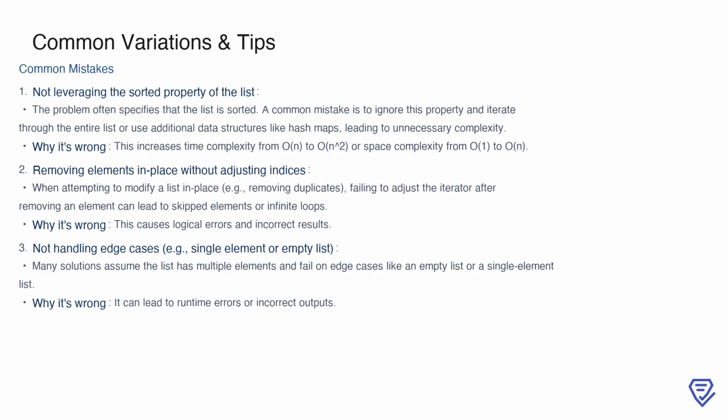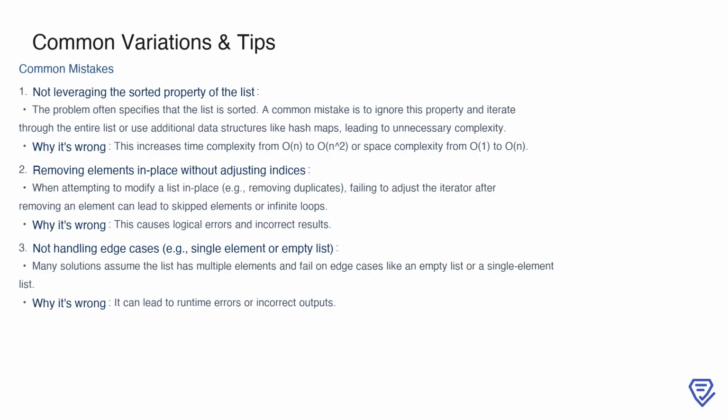When solving this problem, one common mistake is failing to leverage the fact that the input list is sorted. The sorted property can be incredibly useful for simplifying the solution, as it allows us to detect duplicates by comparing consecutive elements. Ignoring this property often leads to inefficient solutions, such as iterating through the entire list unnecessarily or using additional data structures like hash maps, which increases time or space complexity.